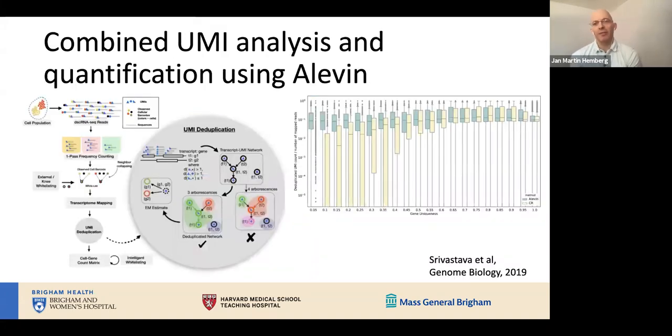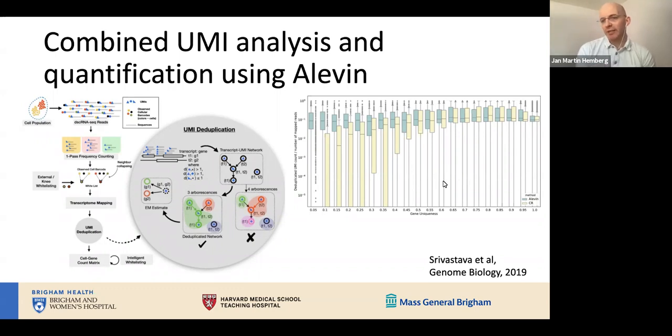There are also methods specifically designed for these droplet-based experiments to do the UMI analysis and the quantification. Alevin is one such method from Rob Patro's lab. They really try to model the process of these droplet-based methods and do clever things in order to reduce the errors from the UMI deduplication and the quantification. This should hopefully allow them to rescue some reads that would otherwise have been hard to map, for example, due to multi-mapping.